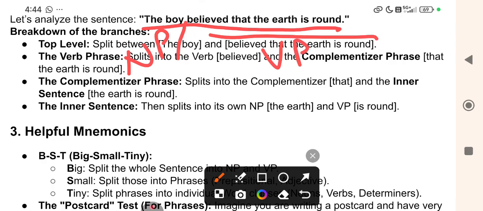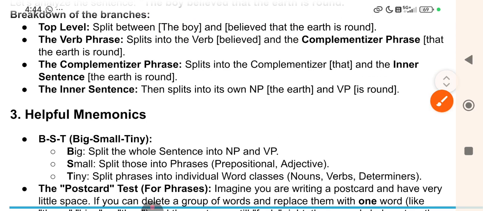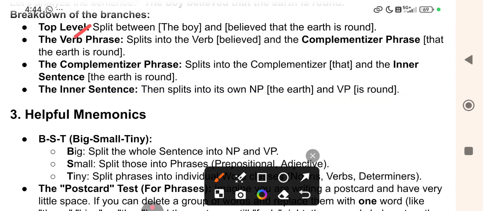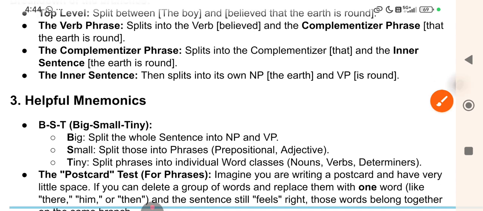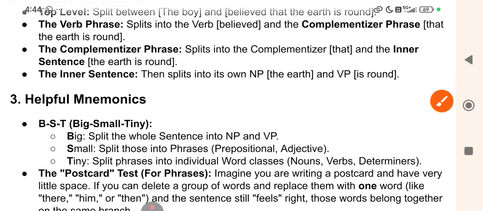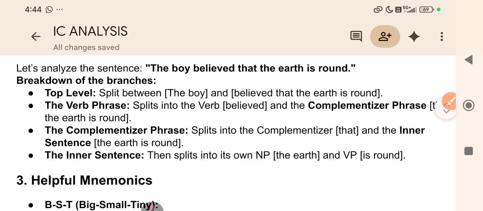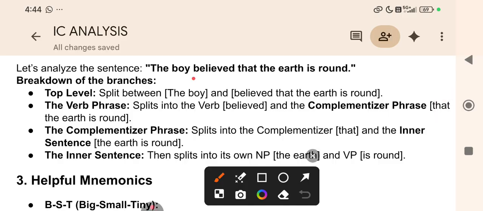So let us see what they are saying. Top level, or level 1. Split between the boy, that's a noun phrase, and the belief that the earth is round, that's a verb phrase. Okay. Now second level, the verb phrase. Now we have to find out the noun phrase and verb phrase. Now we have to analyze this part.